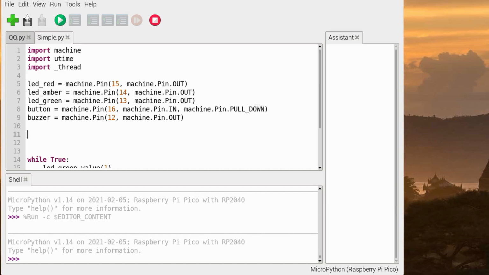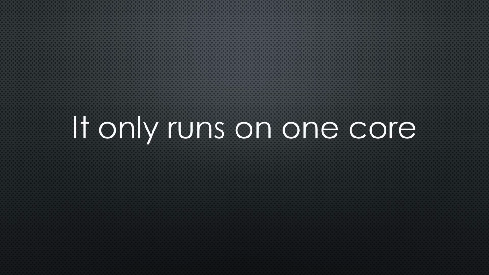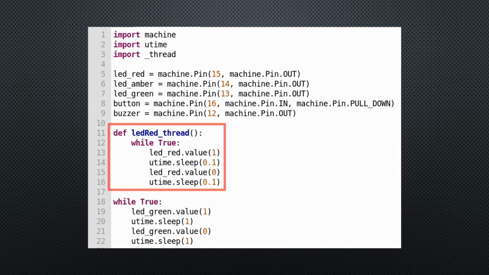Not very hard, but of course it only runs on one core of the Pico. Now we want to use the second core. How do we do that? We define a second loop for the red LED. Fortunately, the thread library is already available in MicroPython. By the way, this is a significant difference from CircuitPython. It currently does not support multi-threading.